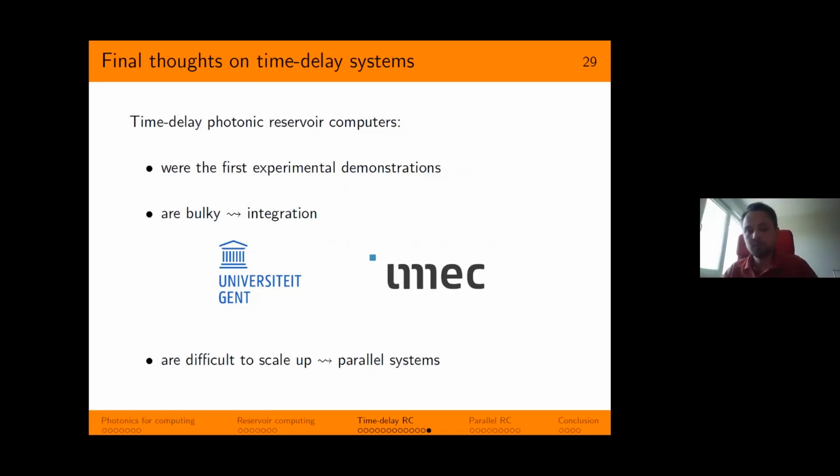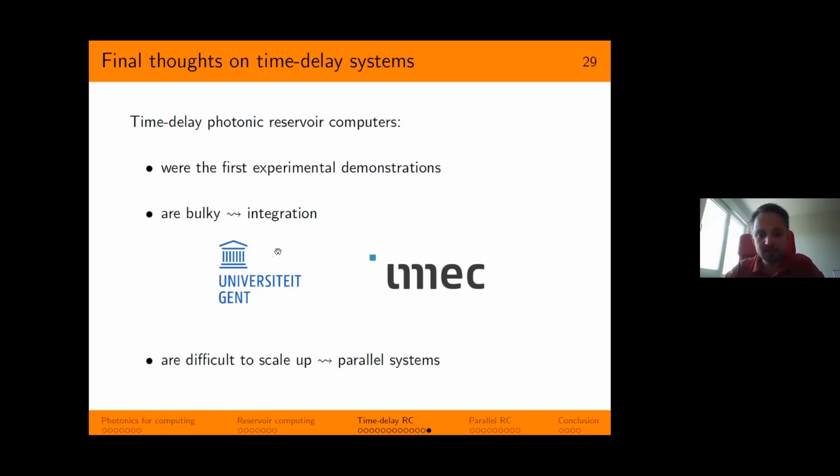Nowadays, however, the focus of the community is constantly shifting away from the time delay systems. There are two major drawbacks: they are bulky, tabletop experiments, and they have serial architectures. So on-chip integration is the solution to the bulkiness problem, and now is the time where things start to become very interesting. Why? Because the technology of photonic circuitry manufacturing is just about to reach the maturity necessary for the fabrication of integrated reservoir computers.